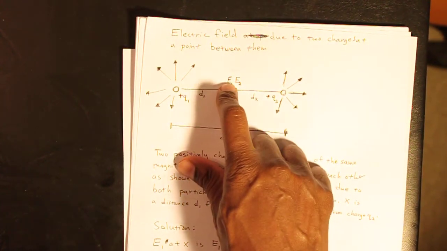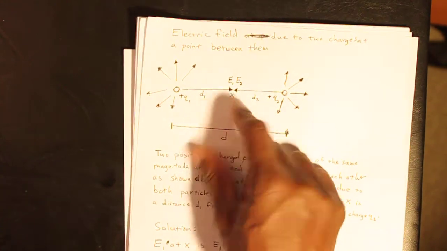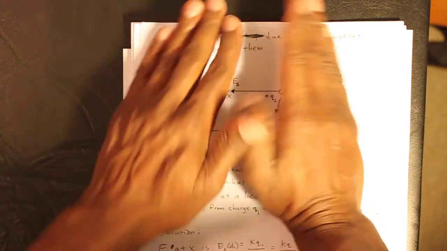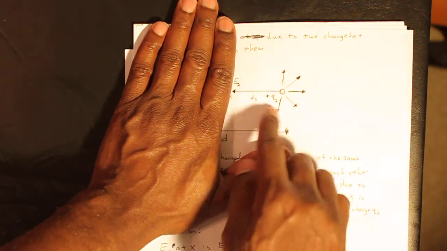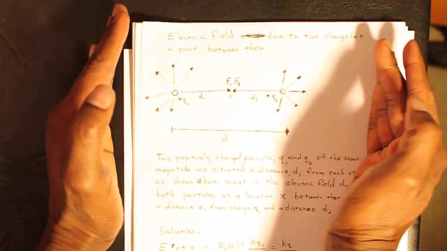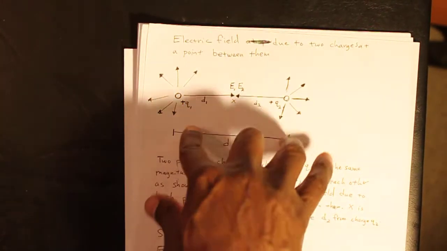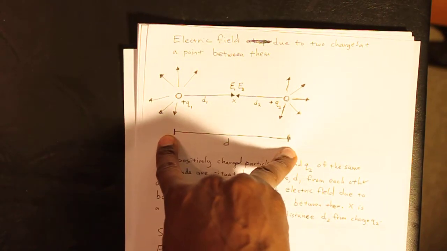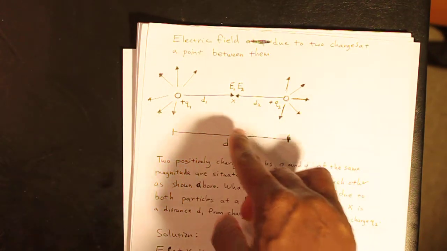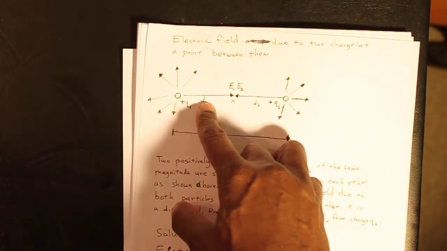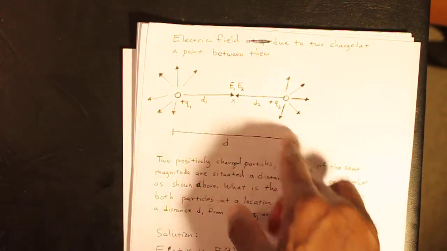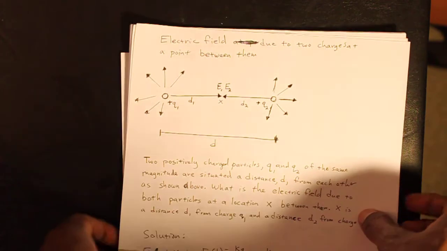What is E1 and E2 here? We know that if Q2 wasn't here, then the electric field would be E1. We know if Q1 wasn't here, that the electric field at X would be E2. But what happens when they're both there? Okay, well, the particles are separated by a distance d, but the point where we want to find the electric field is a distance d1 from charge 1 and a distance d2 from charge 2. Okay, well, here's the solution.